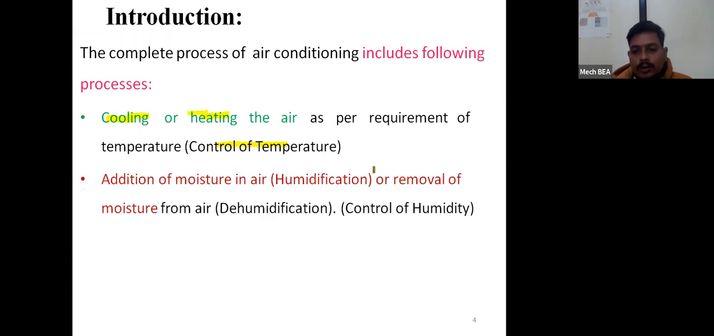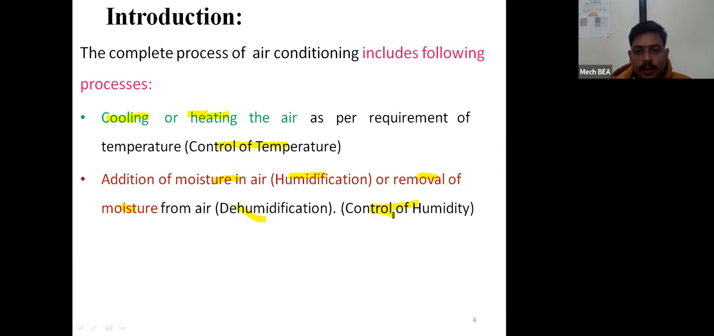Second, we have to control the humidity. Controlling the humidity means either we have to add moisture content to the air or we have to remove moisture content from the air. Addition of moisture to the air is called humidification, and removal of moisture from the air is called dehumidification. So either humidification or dehumidification, along with control of temperature, we have to do. That is called the control of humidity.